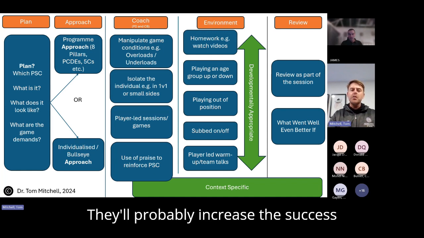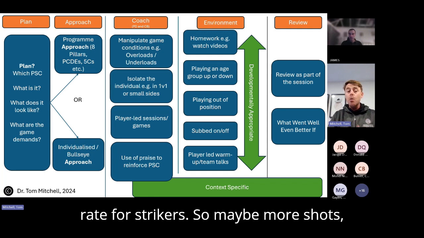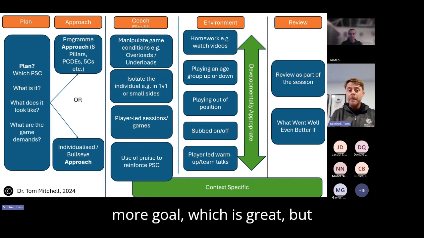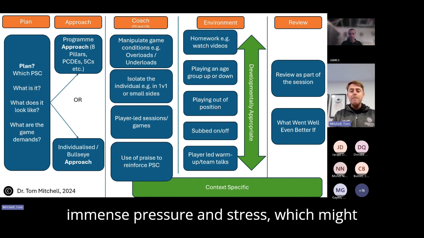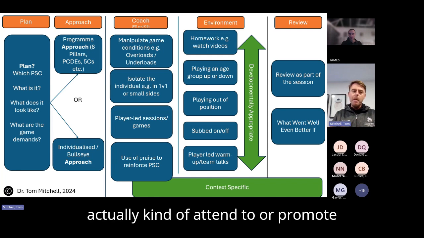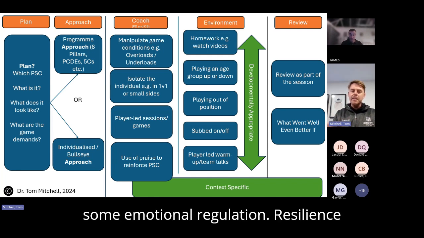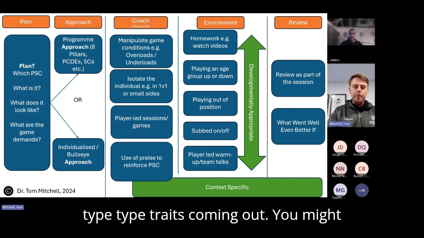That'll probably increase the success rate for strikers. So maybe more shots, more goals, which is great. But conversely, the defenders are under immense pressure and stress, which might actually kind of attend to or promote some emotional regulation, resilience type traits coming out.